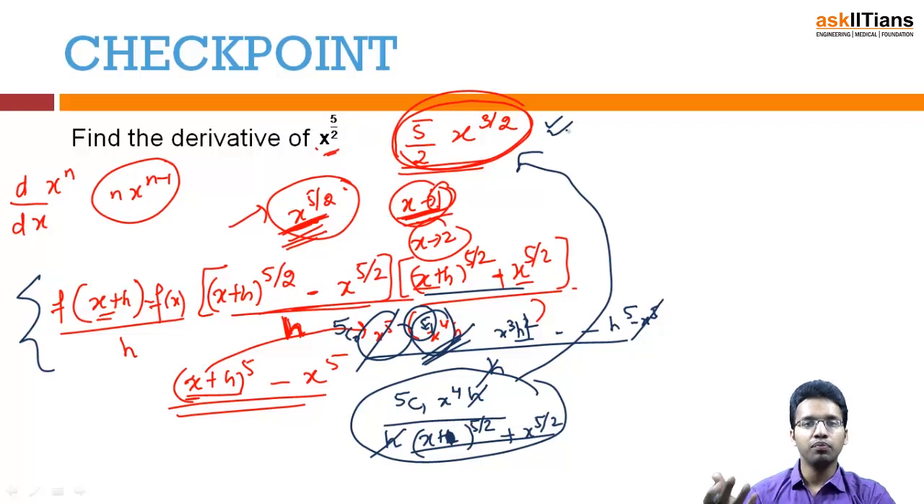So we have made rules for different kinds of functions. This was an algebraic function. For exponential it remains the same: if I talk about e raised to power x, it remains the same. For ln x, the derivative becomes 1 by x.